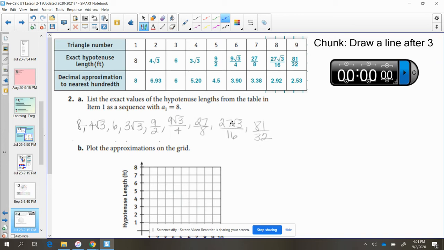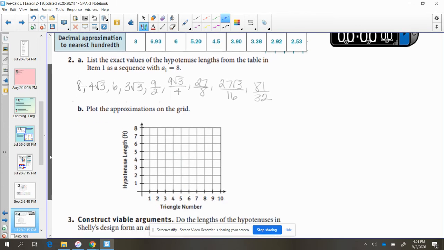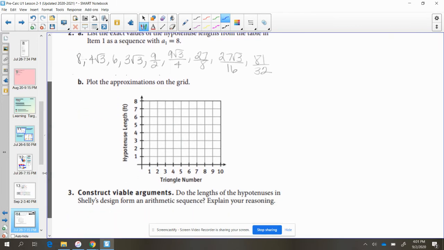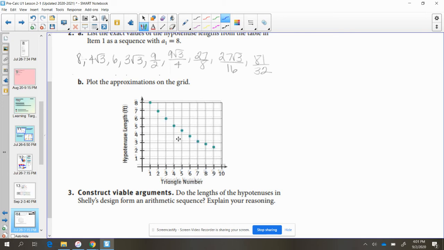So once we get all of these jotted down, we will see that our sequence here is that top row. And the reason we want these decimal approximations is to be able to graph them, because while radicals are lovely for exact lengths, radicals and fractions are not as much fun to graph. So take a moment to graph. And we should see here that we have this approximation.